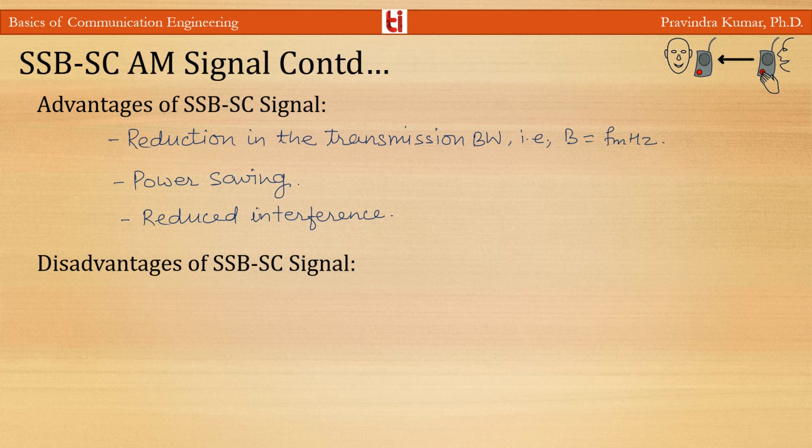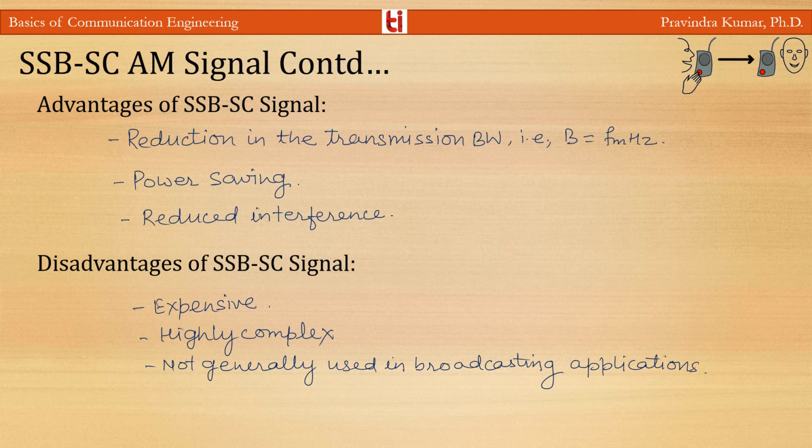Now, the disadvantages of SSB-SC. The main drawback of SSB-SC modulation is that it is expensive and highly complex to implement, because the SSB transmitter and receiver need to have excellent frequency stability. A slight change in frequency will hamper the quality of the transmitted and received signal. That's why SSB is not generally used in broadcasting applications.